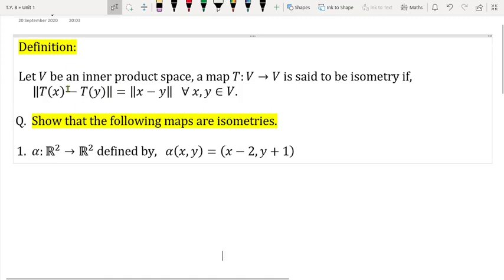Hello my dear students. Today we are going to see the definition of isometry. So this is the definition of what?